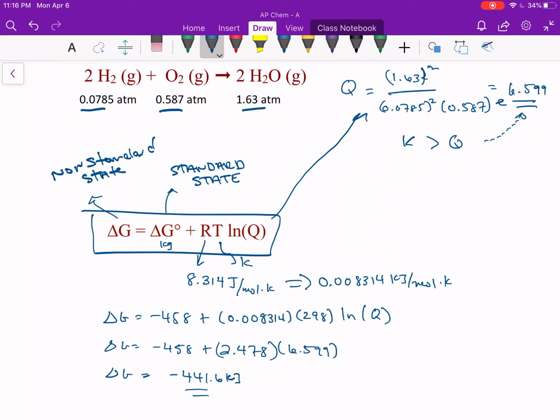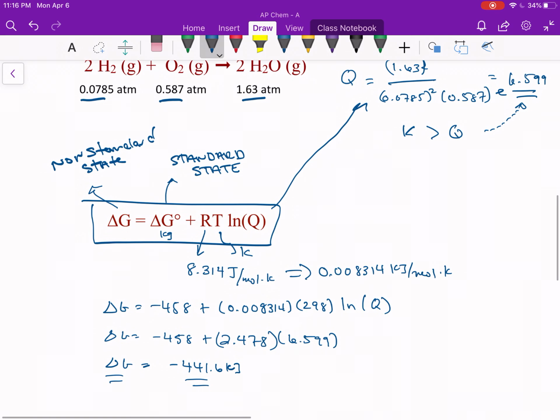So again, our delta G became more positive, because we're shifting more towards equilibrium, and it's going to start approaching 0 in this particular case. So this is how we can figure out what the new value of delta G is when we're in our non-standard states. Now, here's the kicker.